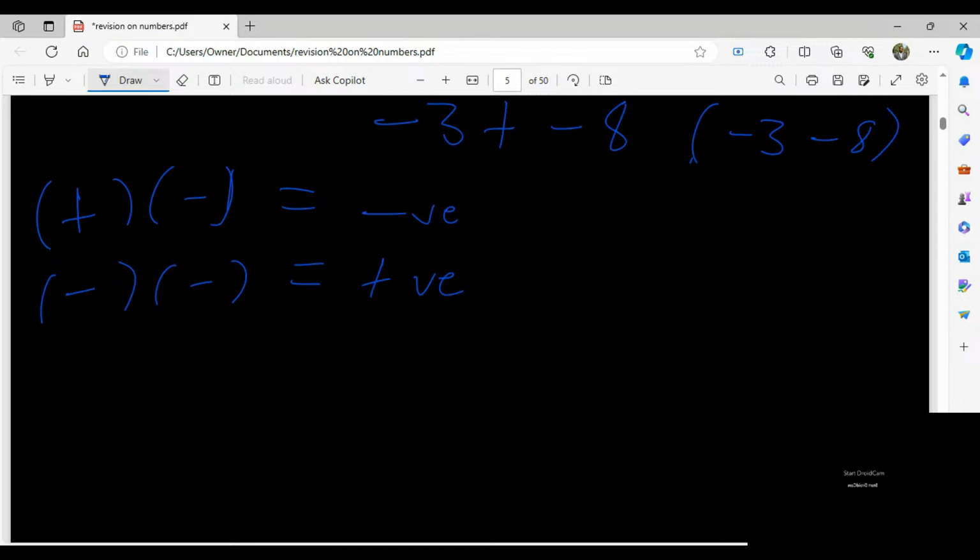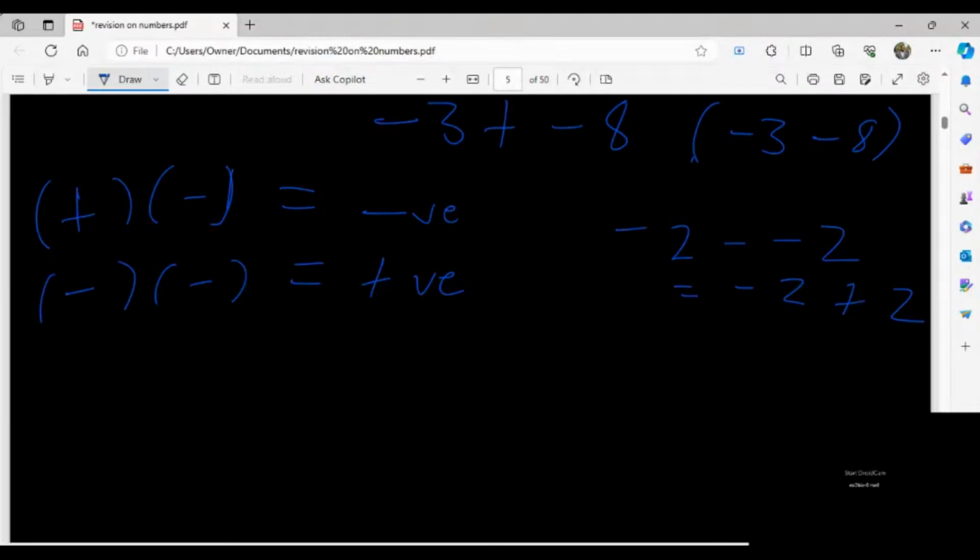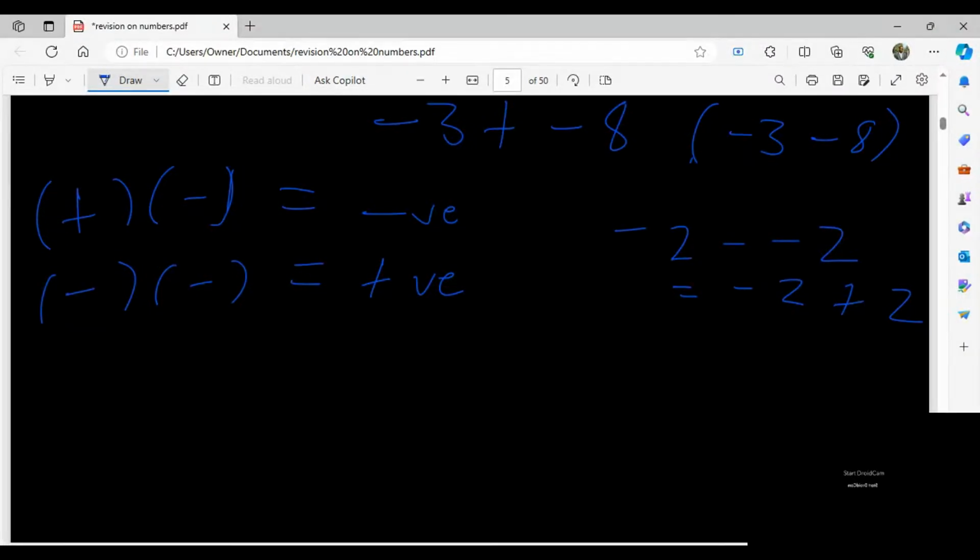All right. Let's say, for example, you had minus 2 minus minus 2. This would be the same as saying minus 2 plus 2. If you have minus and plus, it will be the same as this one. And if you have plus and minus, it will give you again another negative. And if you have a positive and a positive, this would give you a positive.